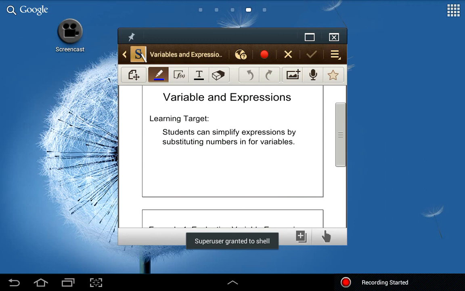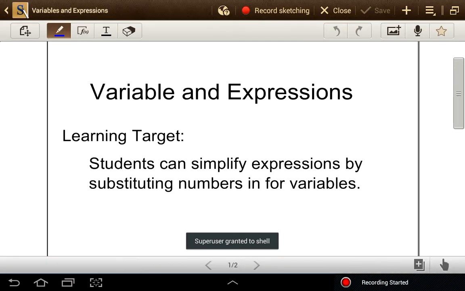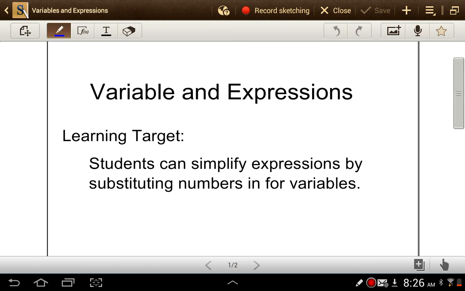Variables and expressions. That is today's lesson. Our learning target for variables and expressions is students can simplify expressions by substituting numbers in for variables. So we're going to talk about variables and expressions. We went over some definitions the other day. I'm going to use some of those words today. And today we're going to work on substituting.